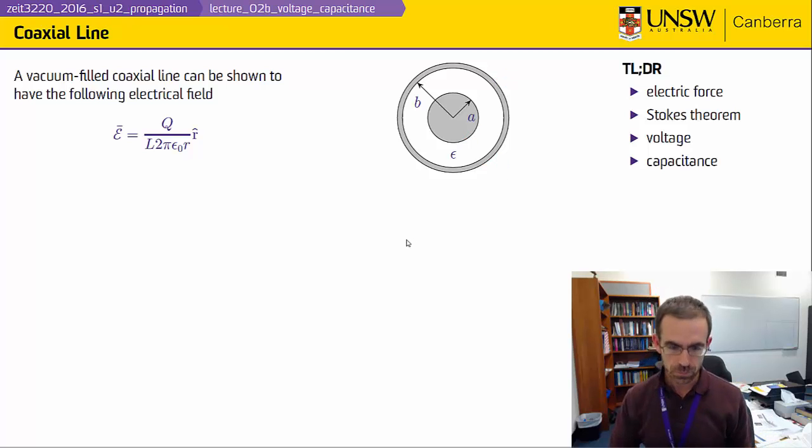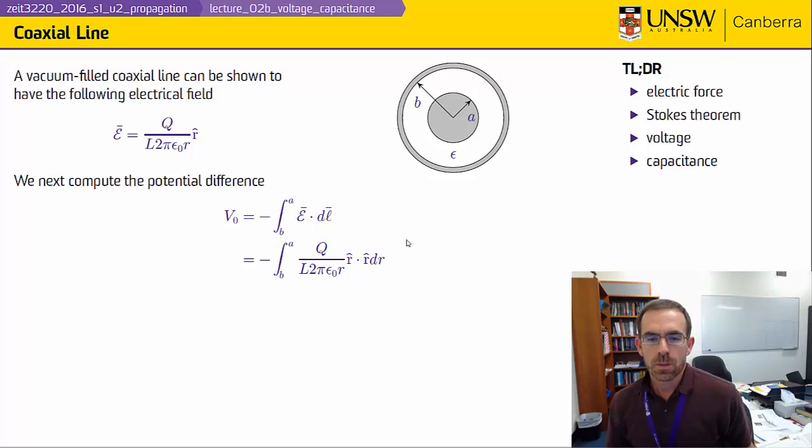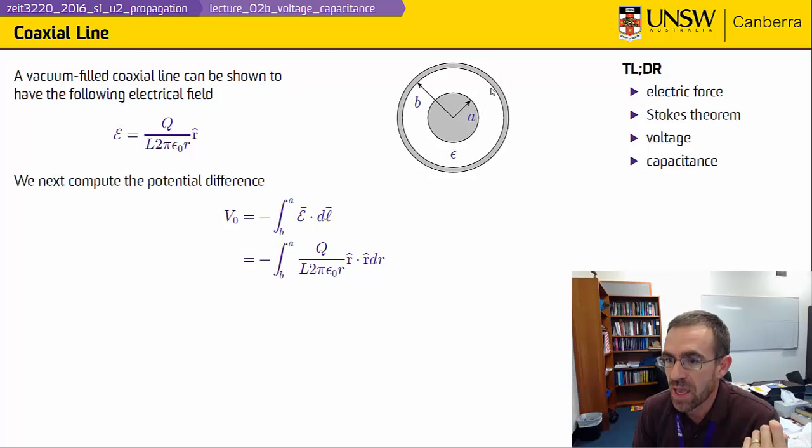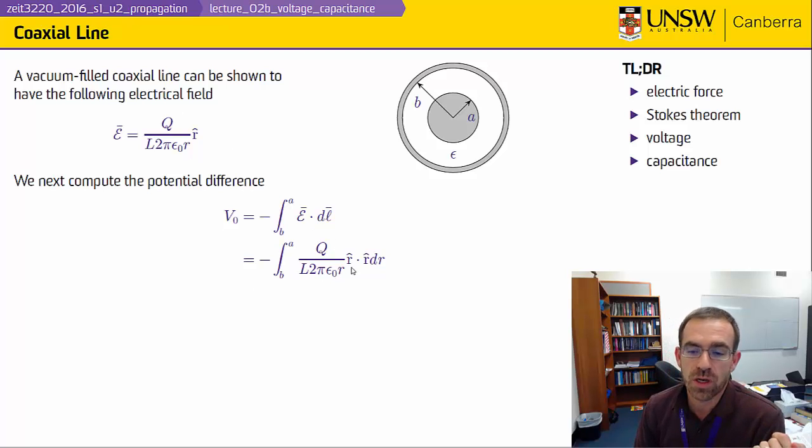The next step to determine the capacitance is I need to know what the voltage difference is. I need to know the potential difference between the inner and the outer conductor. So I do that by taking the integral from radius A to radius B of the electric field dl with a minus sign. Well, I know what my electric field is. It's Q over L 2 pi epsilon naught R in the radial direction. And my integral is r hat dr.